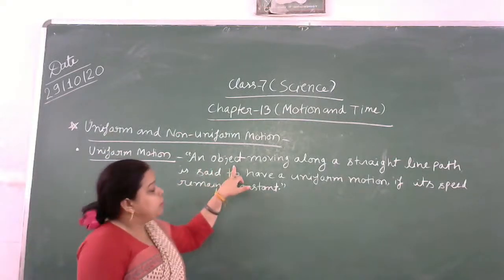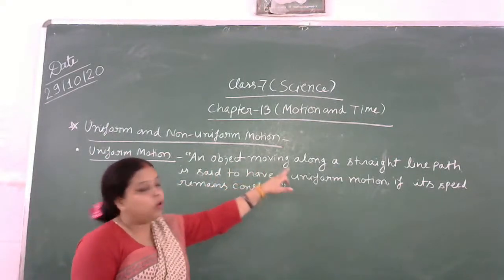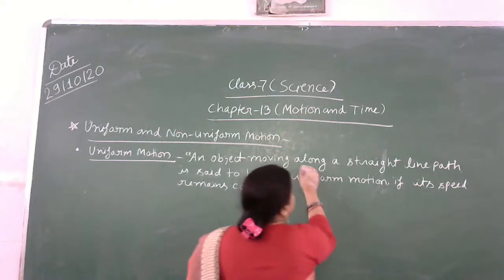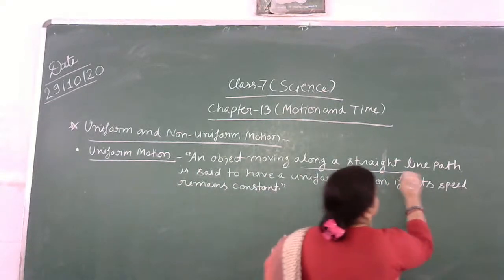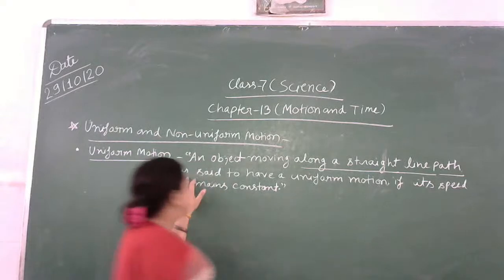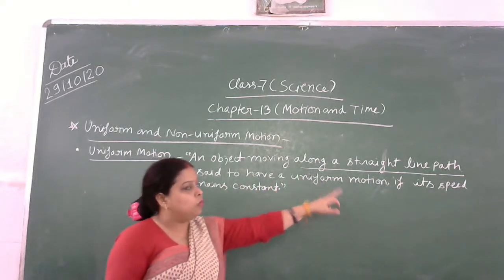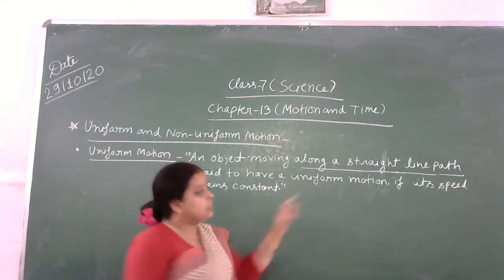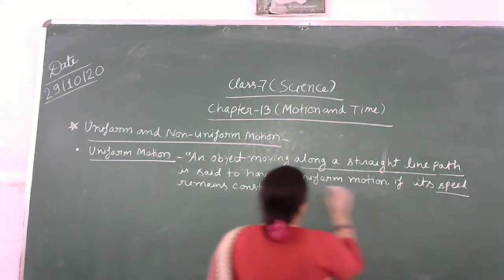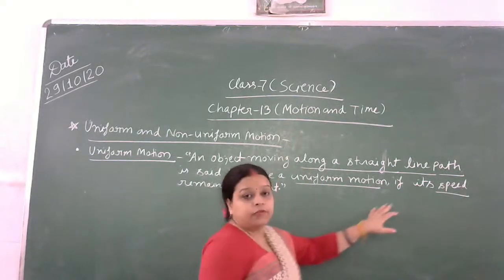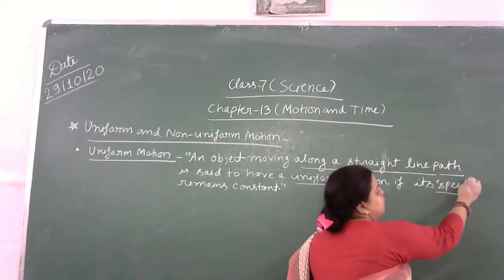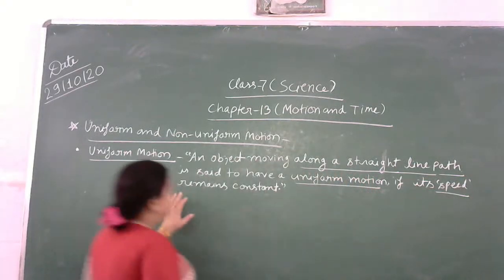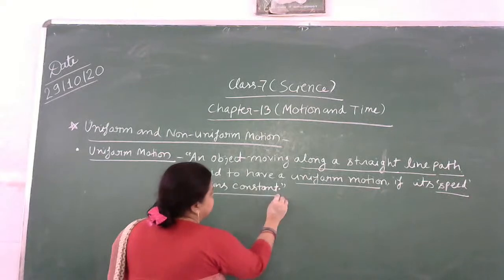An object moving along a straight line path is said to have a uniform motion if its speed remains constant.